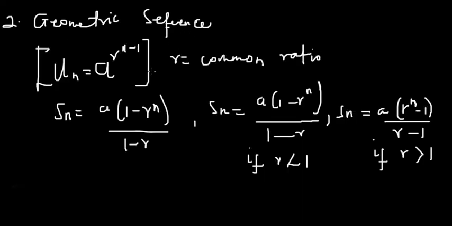For the geometric sequence, this is the general formula we implement. The nth term equals the first term times the common ratio to the power n minus 1. And for finding the summation of the sequence, we have the first term multiplied by 1 minus r to the power n, then divided by 1 minus r.